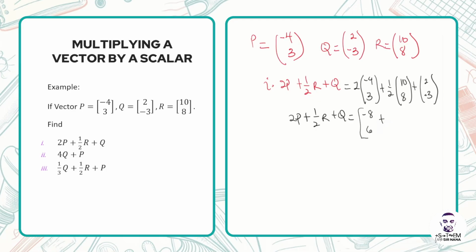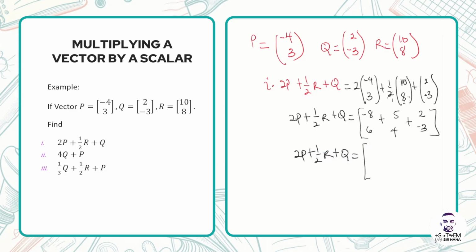Then plus half will multiply the 10, so it means 10 divided by 2, 2 goes into 10 five times, right? So here becomes 5. Then the same half will multiply the down one, which is the 8. 2 goes into 8 four times. So it means this part is 4, right? And then plus (2, -3).